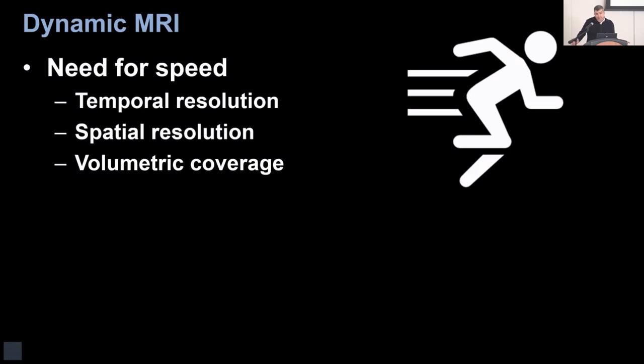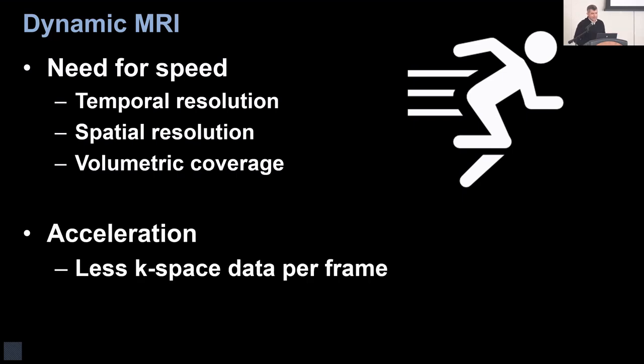Now the issue is that MRI is relatively slow compared to other modalities, so there is a real need for speed in dynamic MRI. If we're fast, we can accommodate high temporal resolution, high spatial resolution, and also high volumetric coverage. These are competing requirements. As we already saw in this session today, the way to accelerate acquisition is to acquire less k-space data per frame, in this case for dynamic imaging.